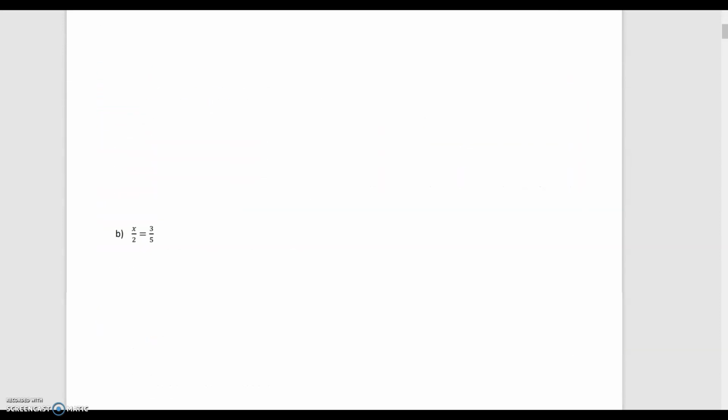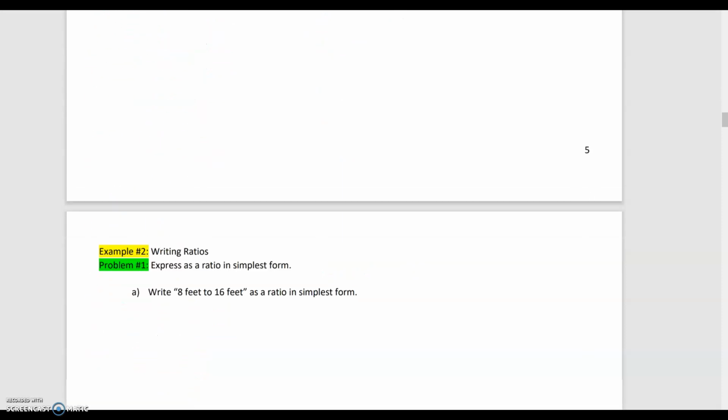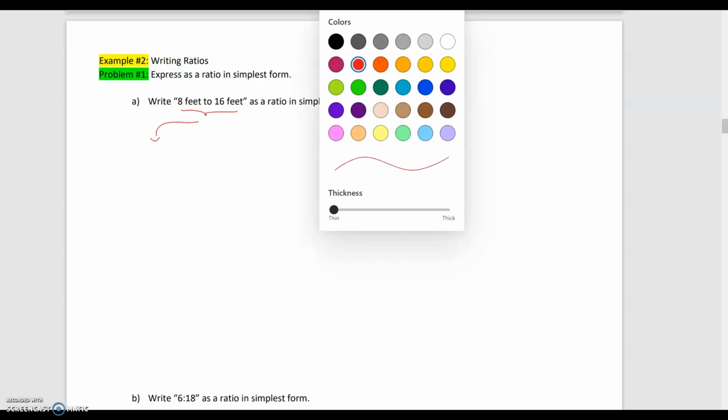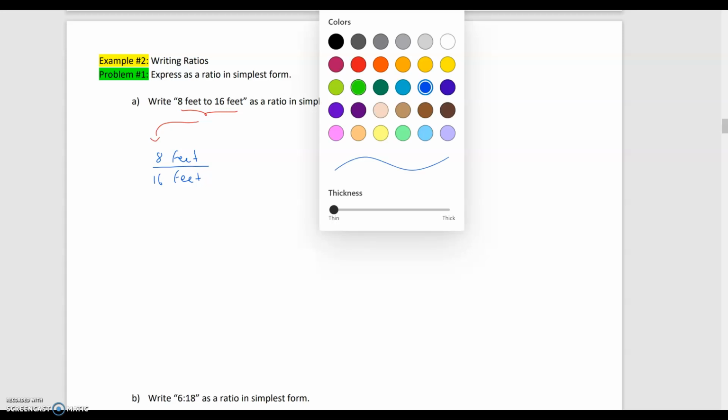So for example, let's take a look at the first problem here. In this case, they want us to write these two quantities as a ratio. I'm going to start with the 8 feet over the 16 feet. So the part 2, it's actually your denominator. So it's A to B. And then they do want us to rewrite it in simplest form.